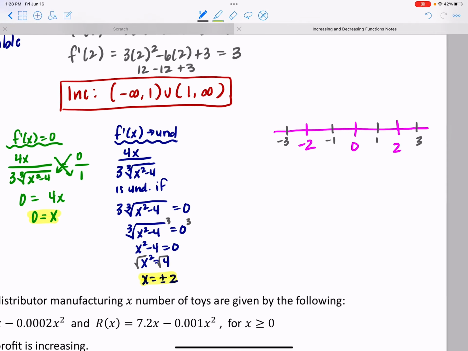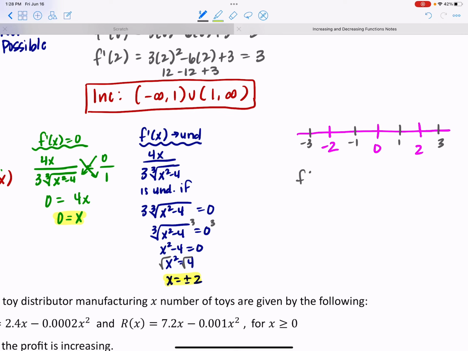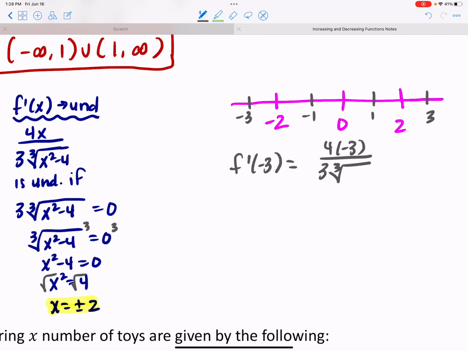And all of these are going to go into our derivative function. So let's find f prime of negative 3. That would be 4 times negative 3 over 3 times the cube root of negative 3 squared minus 4. Goodness. Okay, so that's a negative 12 over negative 3 squared is 9. 9 minus 4 is 5. Cube root of 5 is going to be positive times 3, whatever. So positive result on the bottom. I don't even really care what the result is because I know a negative divided by a positive makes a negative. So we're going to be negative out here, which means we will be decreasing.